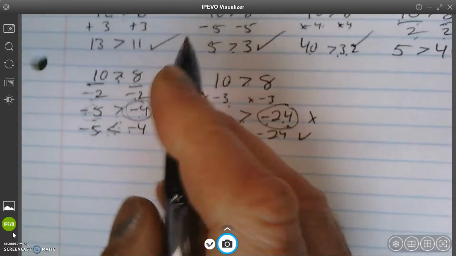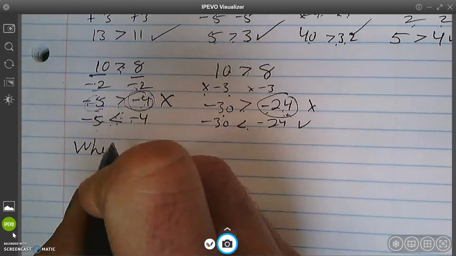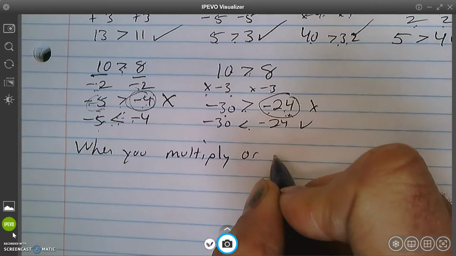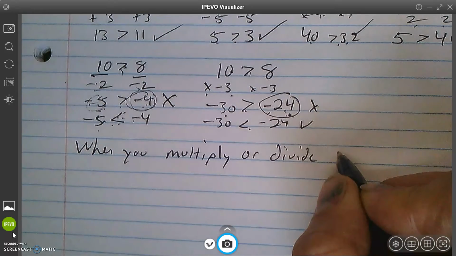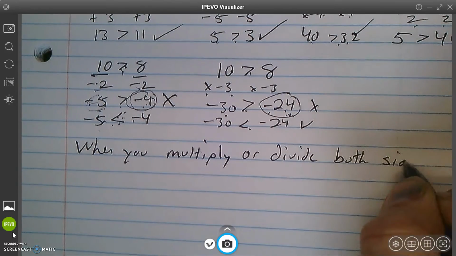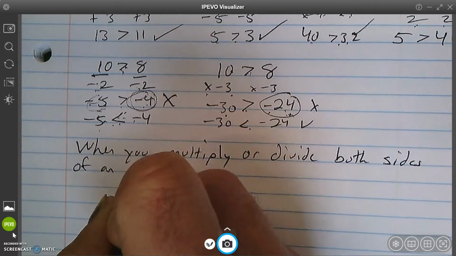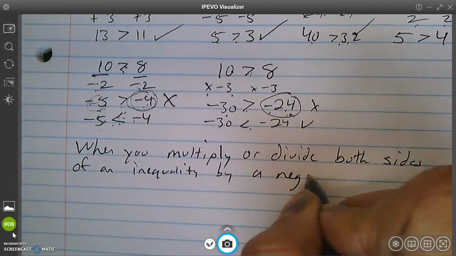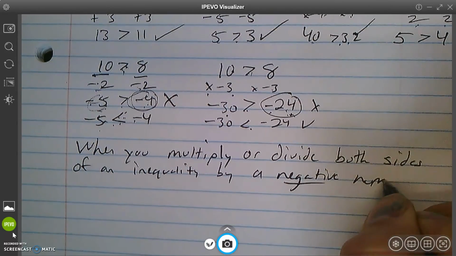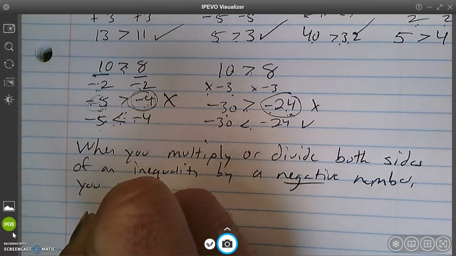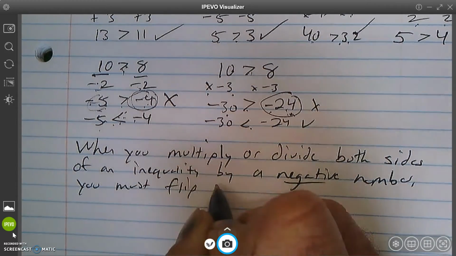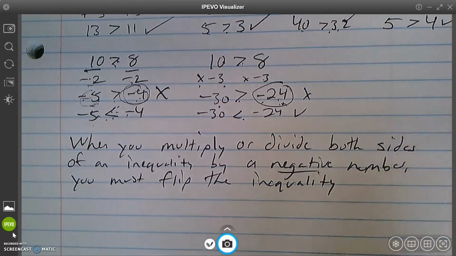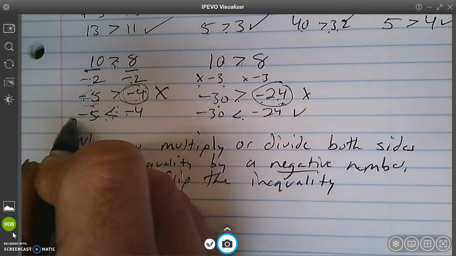So what did we just learn? Important statement: when you multiply or divide both sides of an inequality by a negative number, you must flip the inequality. There you go.